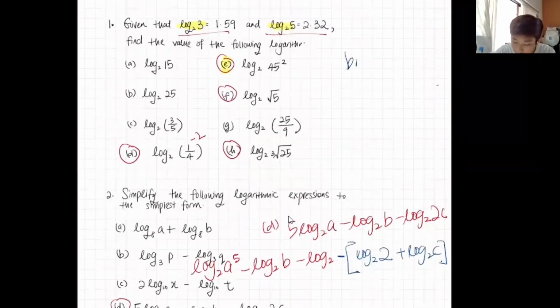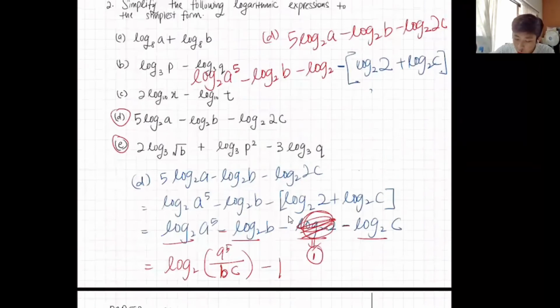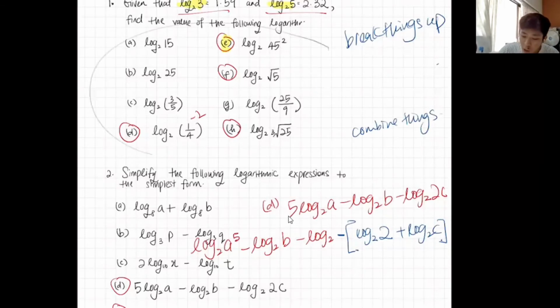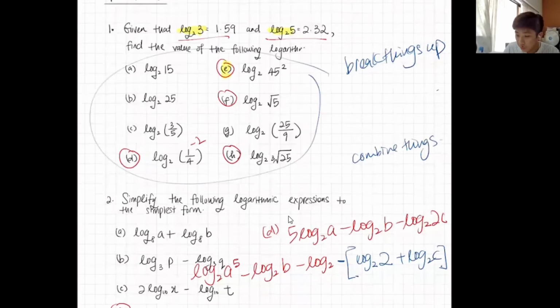This one is trying to break things up. This one you're trying to combine things. That's the biggest difference I want you to write down: combine things. That is why, for this one, you will tend to use the forward process of the law of logarithm.